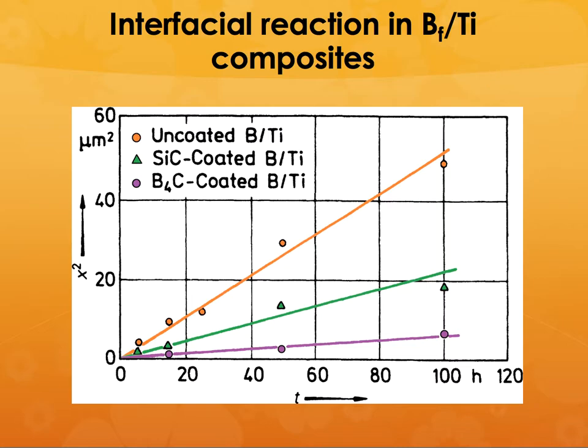So this can also be the case in the case of boron fibers in a titanium composite. You have to coat them. If you don't coat that, the metal will react and impregnate into the fibers itself, which will result in a reduction in properties. But if you coat it with, say, silicon carbide or with boron carbide, it can protect, and the distance that gets reacted with the metal itself is much lower in this case.